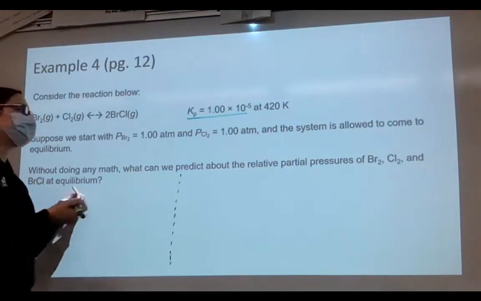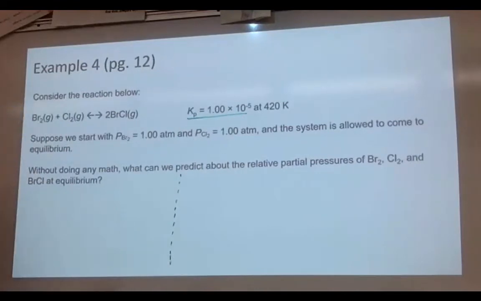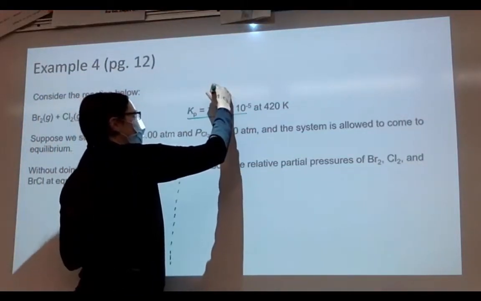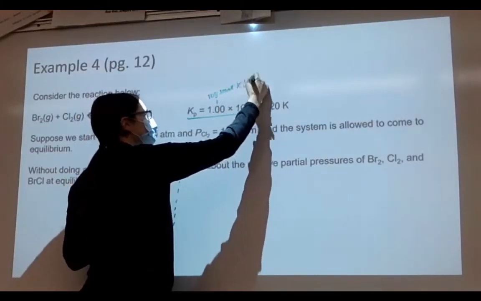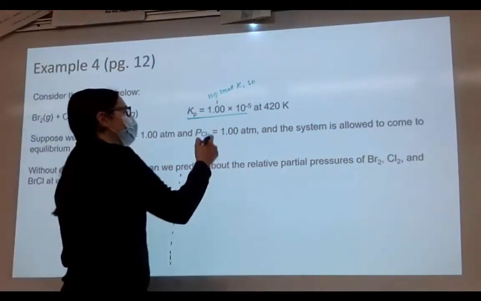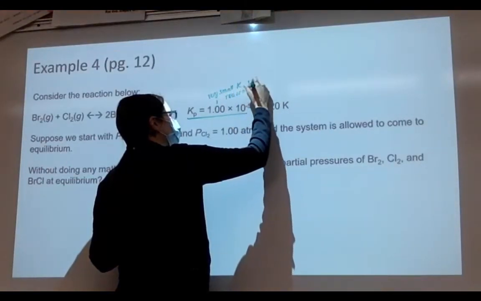Now before I read anything else, I'm going to write some information about what I know if Kp is a small number. So Kp is 1 times 10 to the negative 5th. And that's a very small value. So a very small K. If K is less than 1, if this value is less than 1 times 10 to the negative 5th, if it's very small, reactants are favored.